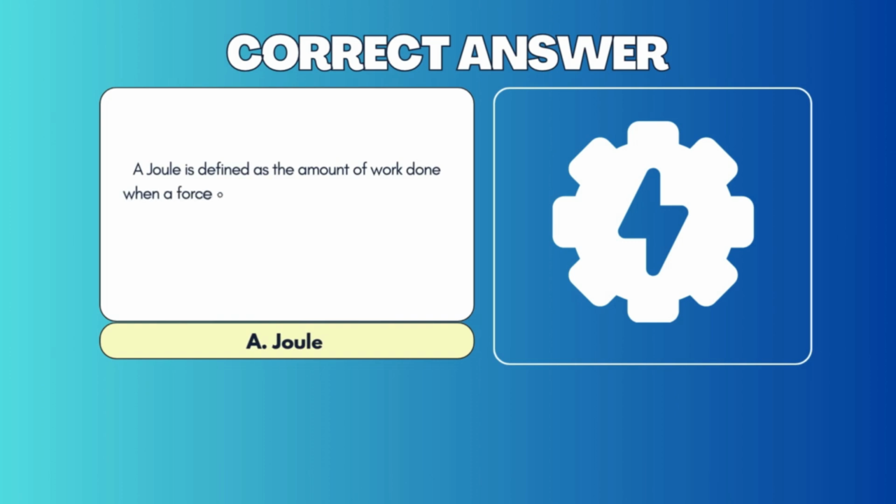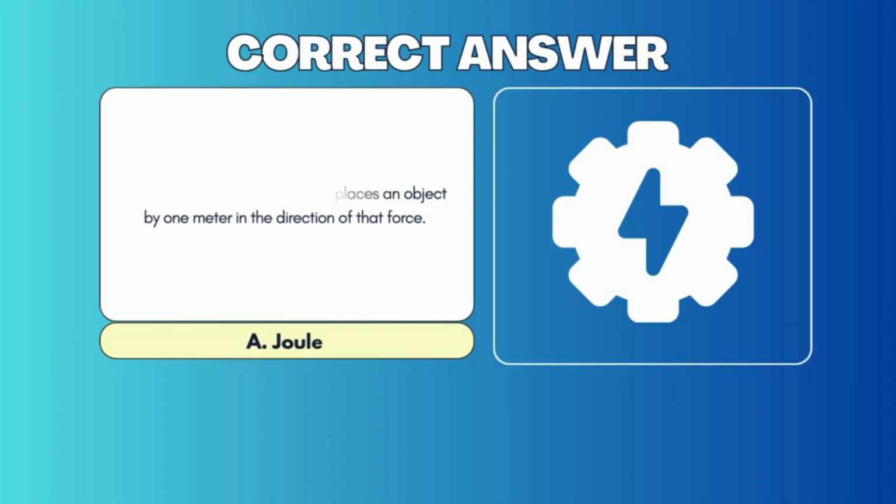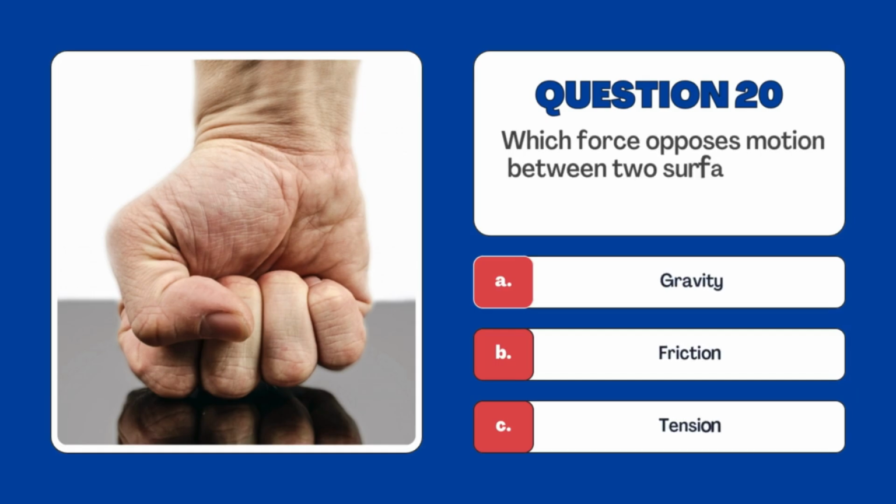The correct answer is A. Joule. A joule is defined as the amount of work done when a force of 1 Newton displaces an object by 1 meter in the direction of that force. Question 20. Which force opposes motion between two surfaces that are in contact?